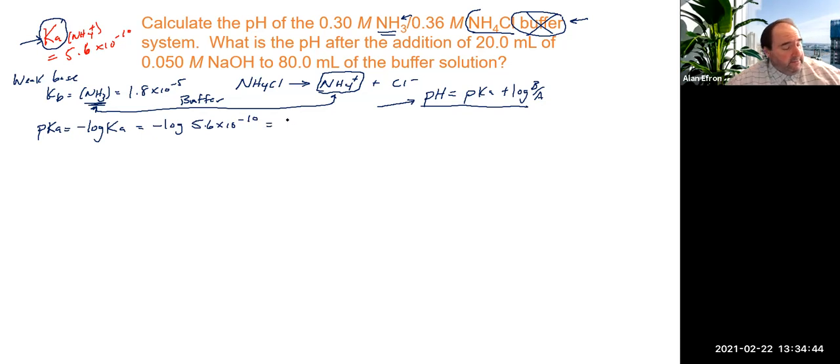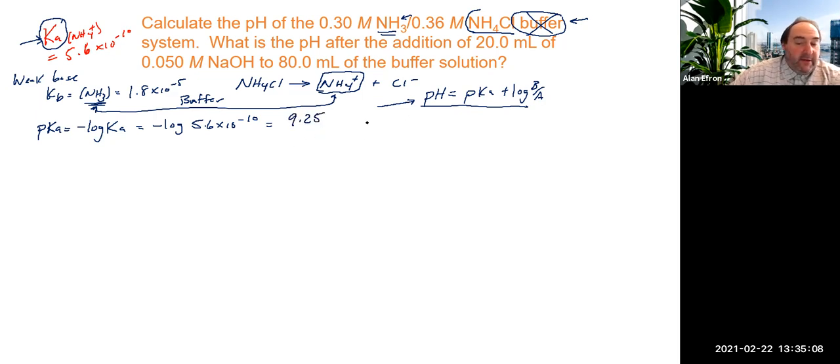And that gets you, what do I want to say that is there? Minus the log of 5.6 times 10 to the minus 10. Bad calculator, try that again. There you go. 9.25 looks like our pKa value.